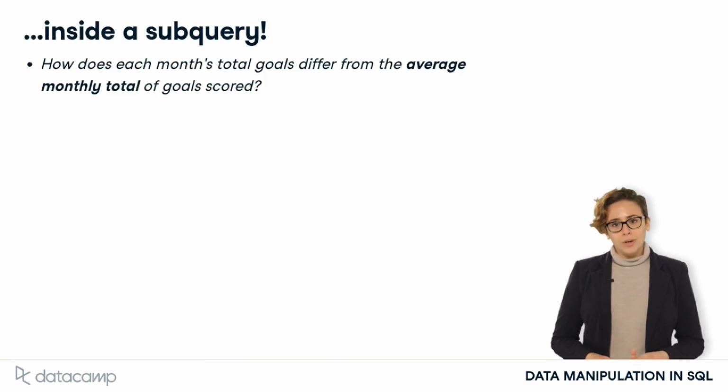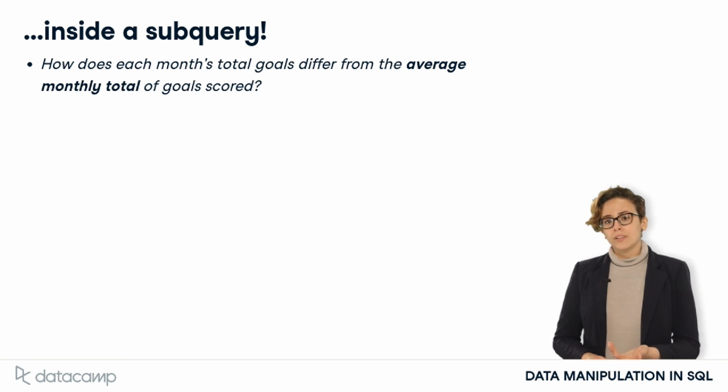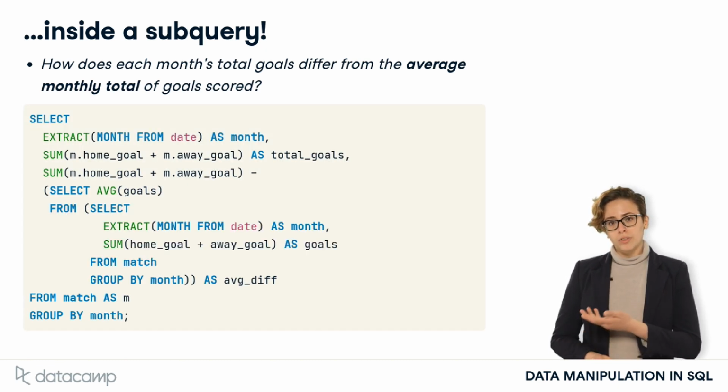Let's answer a similar question with an additional layer. How does each month's total goals differ from the monthly average of goals scored? The query here, similar to the previous one, answers this question. Let's take some time to walk through the necessary steps to get this result.